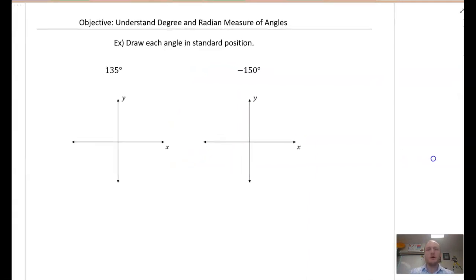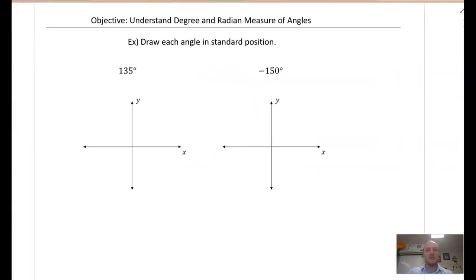What we want to do is draw each angle in standard position. Fairly straightforward. In standard position, I'm going to have an initial side here, and I want to measure 135 degrees. Well, I know that this is 90, and I need 45 more, and there is my 135 degree angle. Simple.